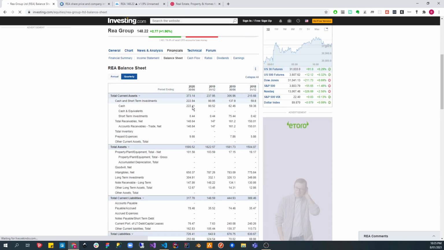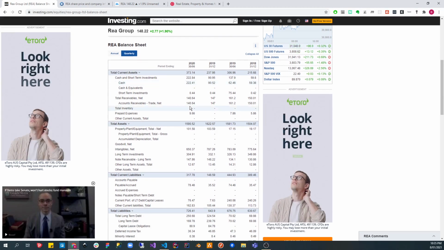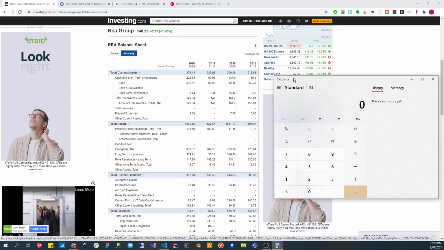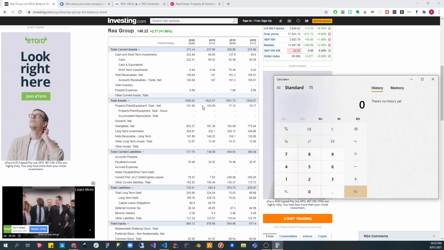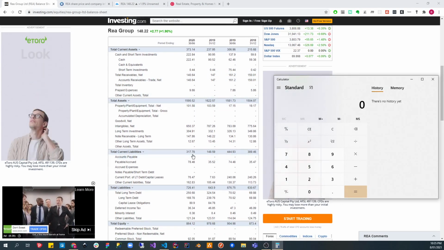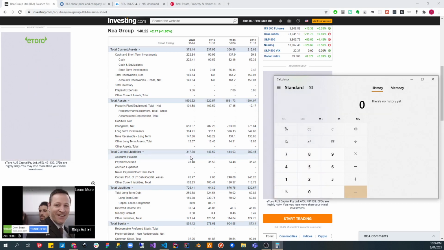Okay, so cash, it has a tremendous amount of cash, which is fantastic. Let's just quickly pull up a calculator. Always good to have a calculator when you're doing these kinds of things. And current liabilities is $317 million. Wow, so it doesn't really have the cash to cover the liability, so that's one downside of it.